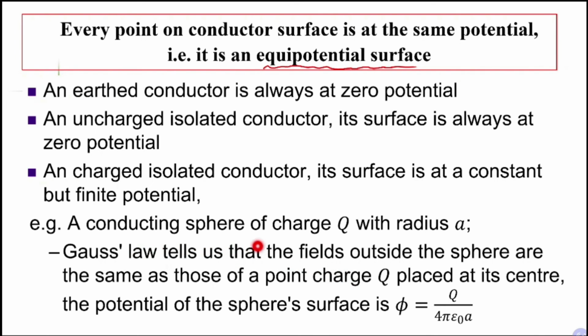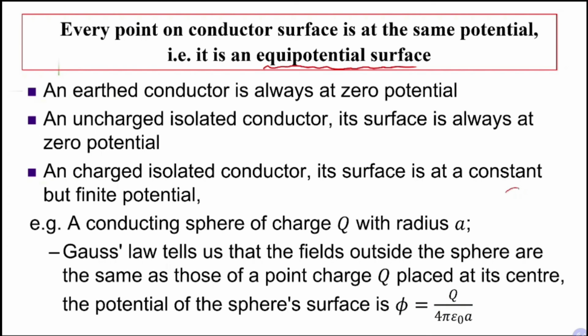A conducting sphere of charge Q with radius A. Look at this. If we have a sphere with charge Q on the surface, then it looks as if it is a point charge at the center of the sphere. And therefore, the potential of the surface is equal to Q over 4 pi epsilon naught A.